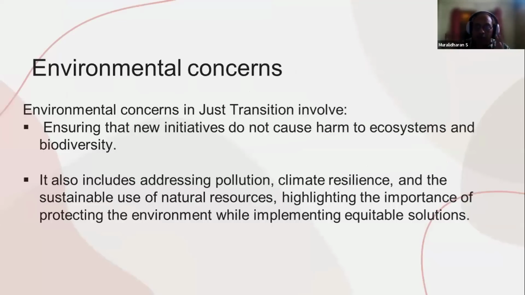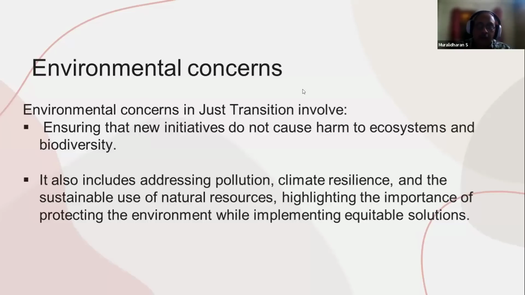Environmental concerns, all of us are aware of it. And recently in 2025, in the last couple of days, they have prepared a report on the recent environmental crisis because of climate change. A big document has been released now, which is talking about the challenges which are likely to happen from 2025. So ensuring that new initiatives do not cause any harm to ecosystem and biodiversity. So this is something which has to be taken into consideration.